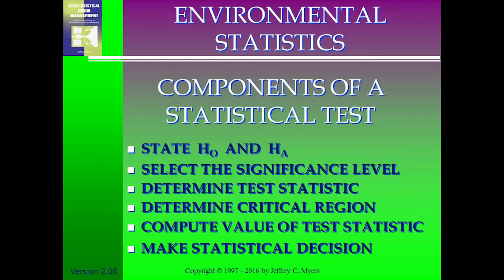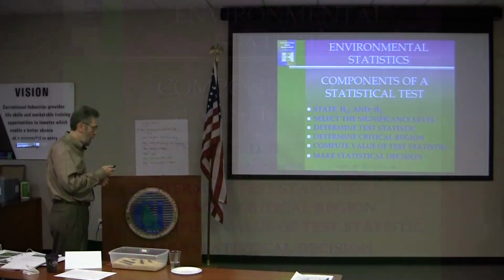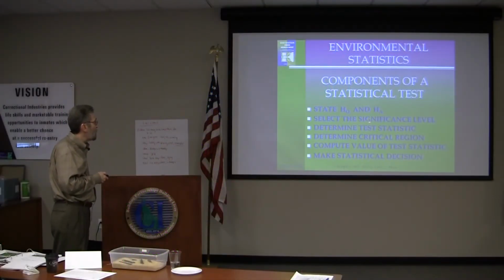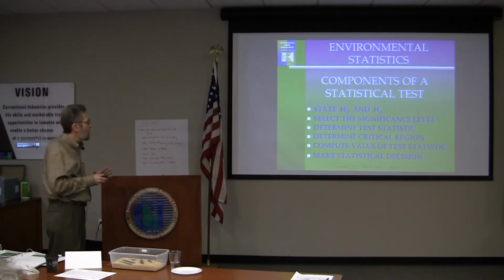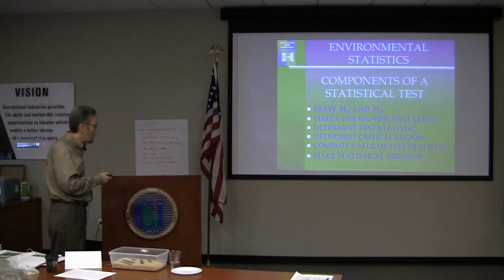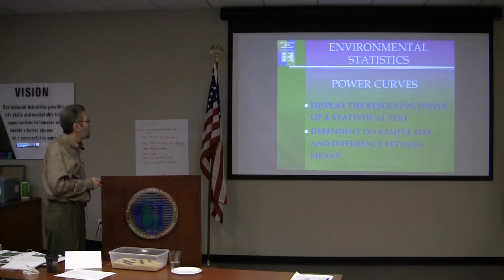Components: we state the null and the alternative. These are mutually exclusive. There's only two choices, kind of yes or no. We select the significance level, which translates then into a confidence level. We determine the test statistic, which is probably the mean in a lot of these cases. We determine the critical region. We'll talk about that in VSP, where it's kind of a fuzzy zone that we want to manage. And then we compute the value of the test statistic, maybe the mean. We make a statistical decision and report the results.